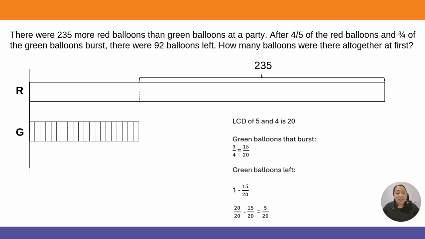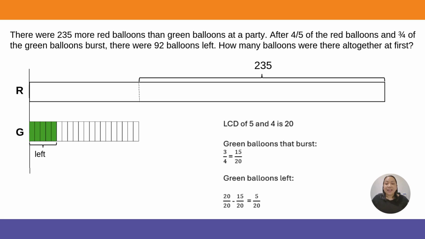So what we're actually trying to do here is to get equivalent fractions. We said that three-fourths of the green balloons burst. So that would mean 15 over 20 because that's the equivalent fraction of three-fourths. If 15 out of 20 parts here of the green balloons burst, then we can compute for the balloons that were left. So that's going to be one whole, take away 15 over 20. That is equivalent to 20 over 20 less 15 over 20, which is actually 5 over 20.